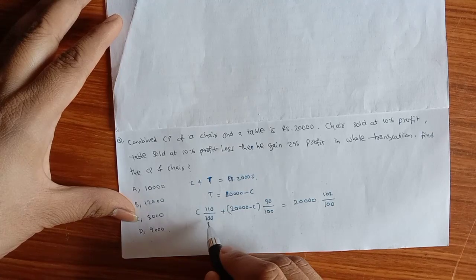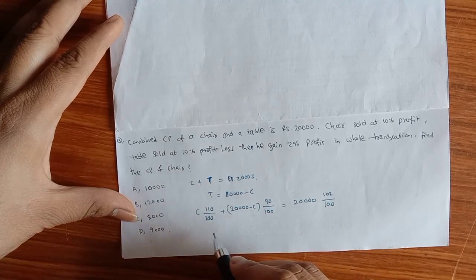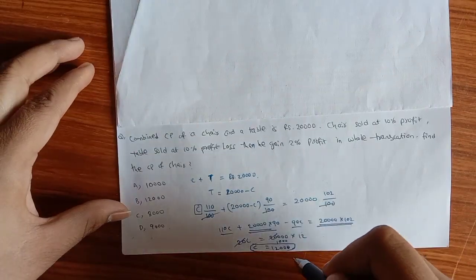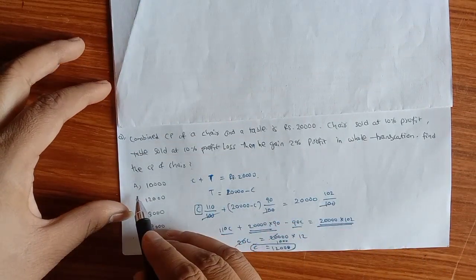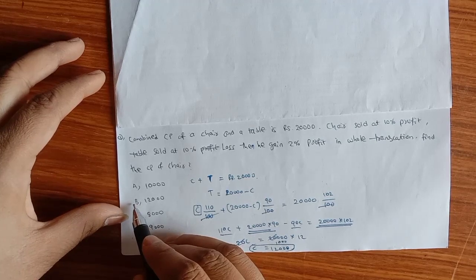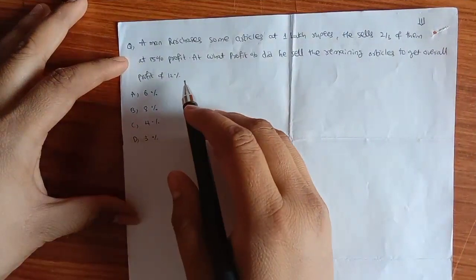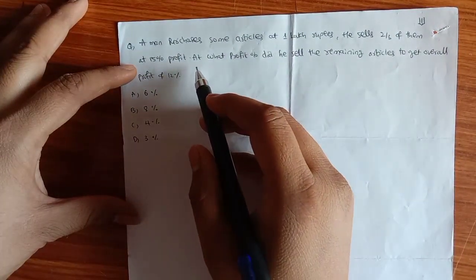So here when we simplify this, we are going to get the value of C. So now C is equal to 12,000. Then the cost price of the chair is 12,000, which is option B. So this is a question which is similar to the previous question.